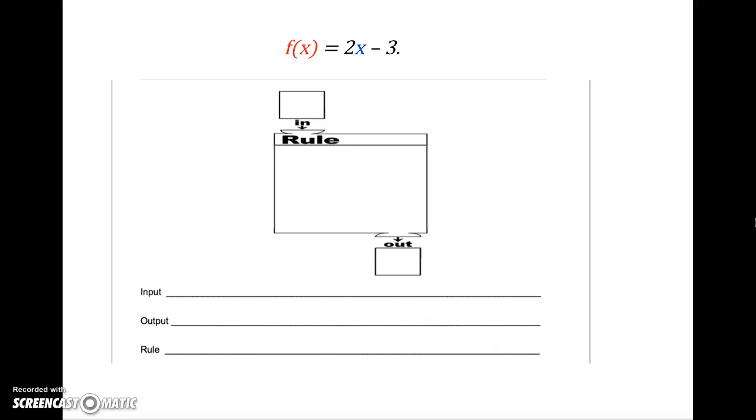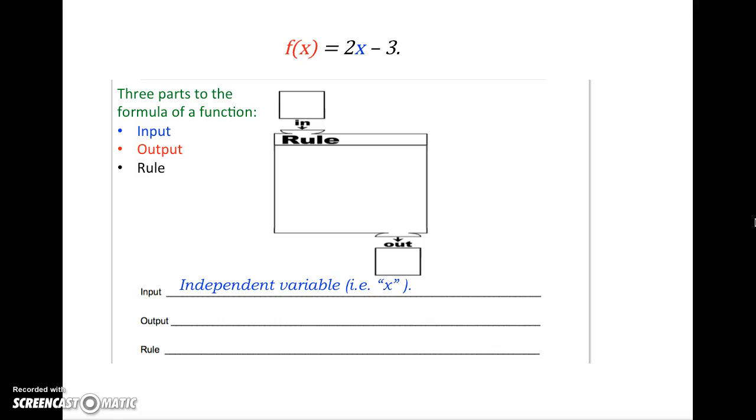All right, so we talked about how to read the expression. Now let's look at the parts of a function formula when we're writing it in function notation. It's important to keep in mind that there's always three parts to the function formula: input, output, and rule. The input is the independent variable, which is your x. The output is the dependent variable, which is y, or again using function notation f of x. And the rule is the formula we plug x into to get y.